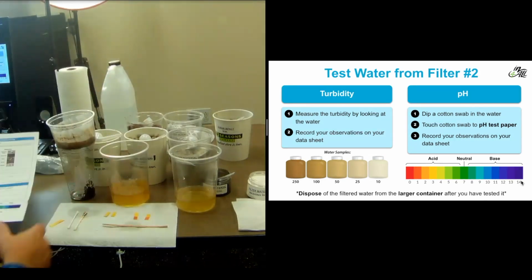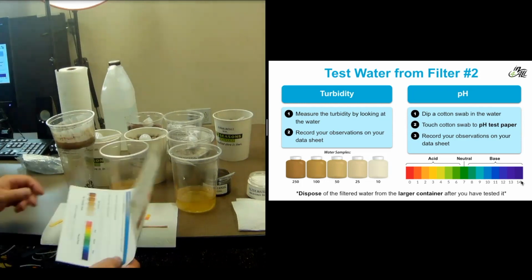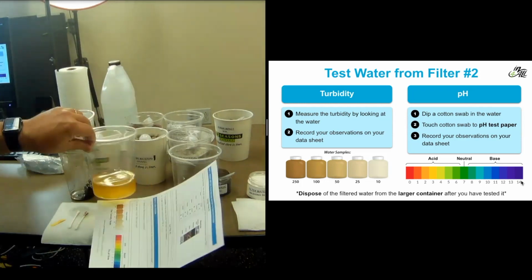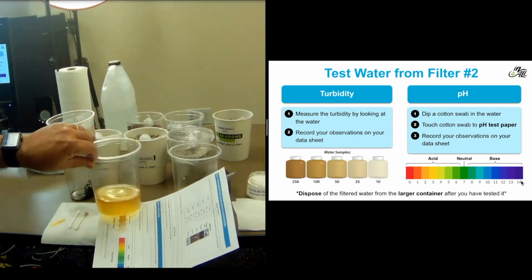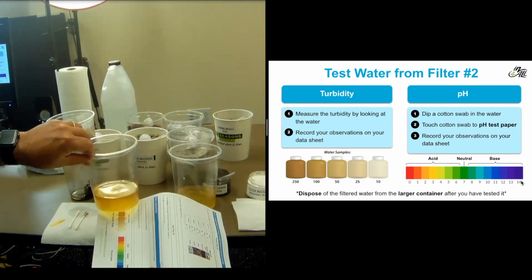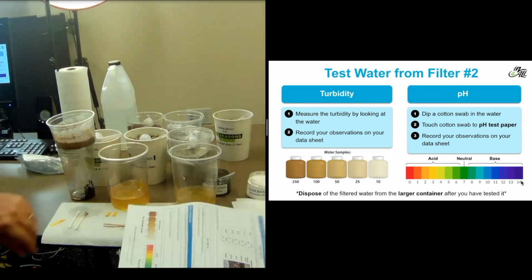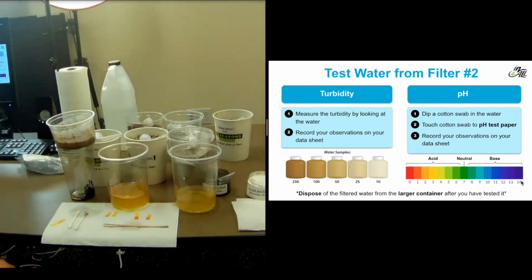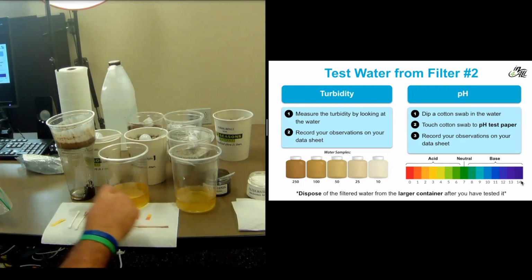and let's look at the turbidity. It doesn't look like it's improved that much. I don't know if that's because I took out the charcoal or not, but that looks similar to what we had before. Let's test the pH. We did add a base to this. Our pH was coming out kind of acidic before.